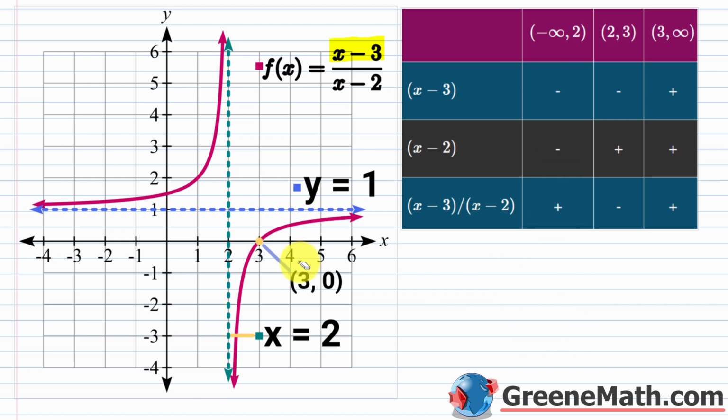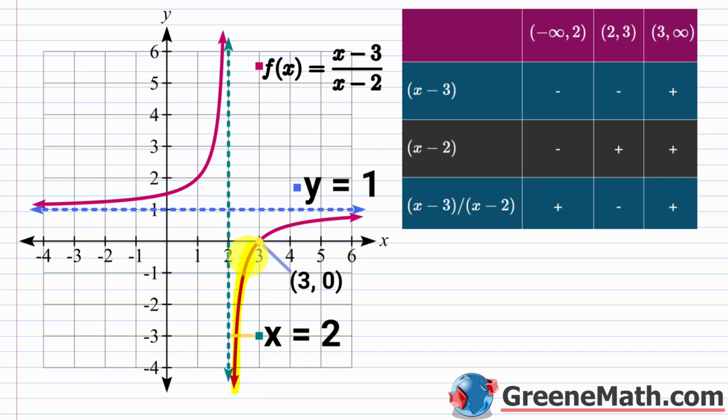So now, where x is less than 2, we have a negative over a negative, which gives us a positive. Let me erase everything. So that's going to be where x is less than 2. You can see the function values are positive, so that's why we are above the x-axis. And then for between 2 and 3, you're going to notice that you have a negative over a positive, which is negative. So that's going to be this piece right here. You would see that the function values are negative.